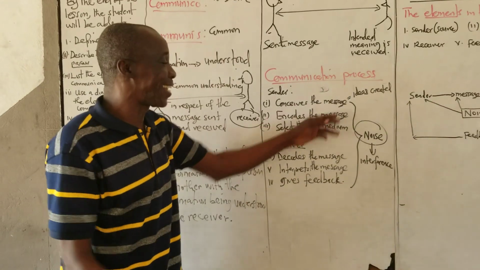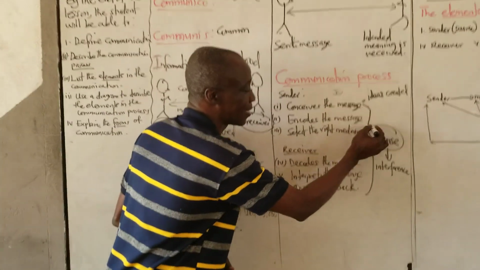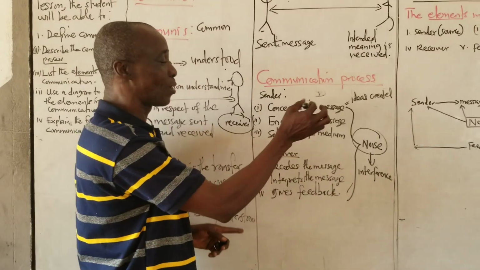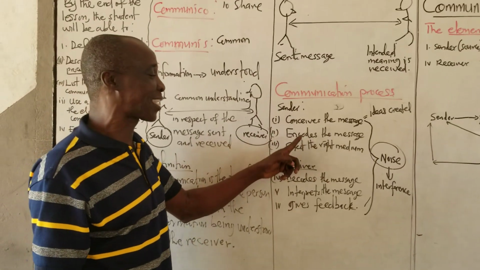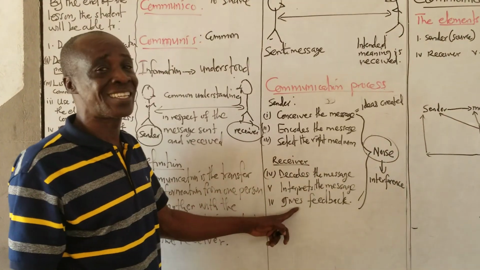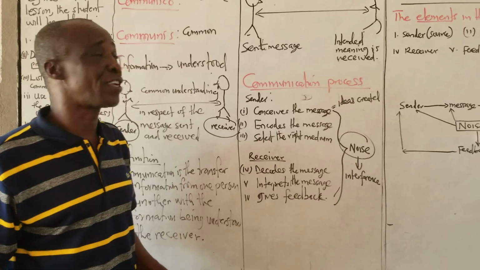And I did this, look at it, because what I'm saying is that the noise can take place here, here, here, here, here and here. So that is the communication process.